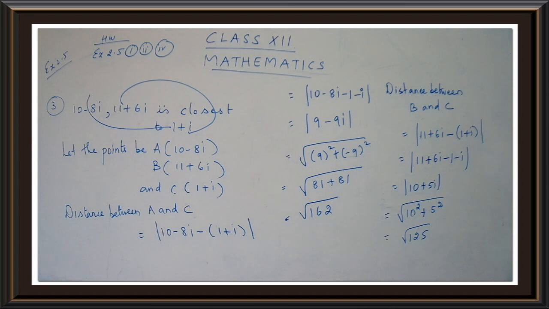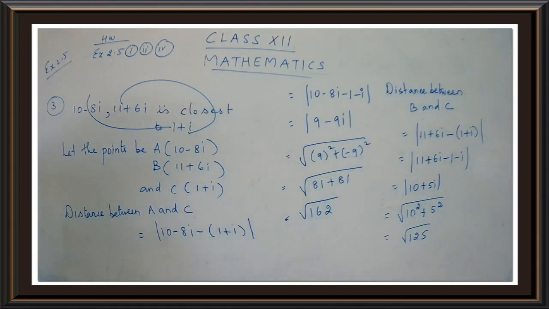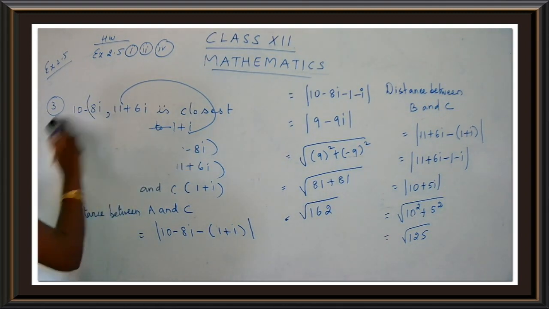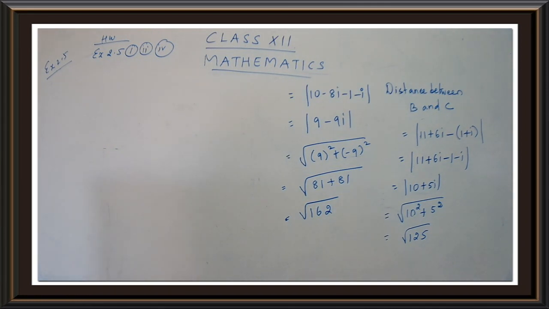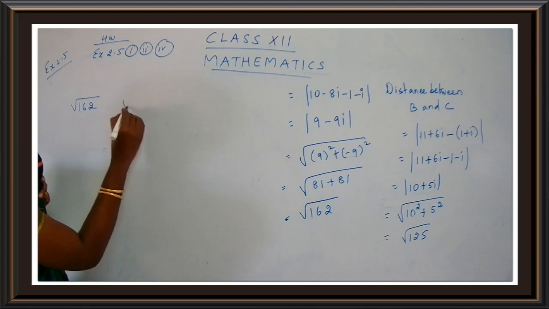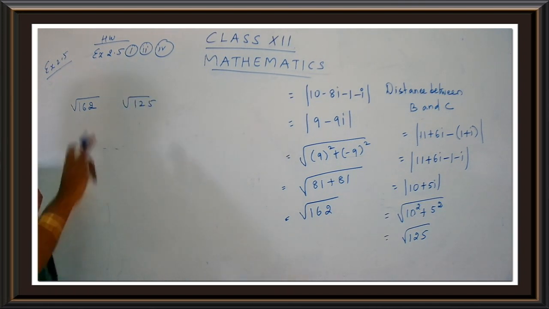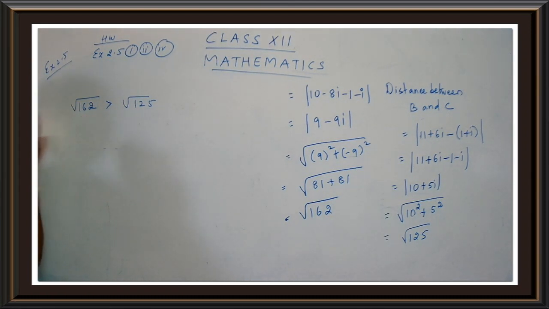Clear, children? So now we are going to compare the values. Shall I write up the first part? So I told you that after finding the distance, we have to compare the distance, children. So root of 162 and root of 125. So which is the bigger one here? This is the bigger, which means this is far away, and the lesser one will be closer.